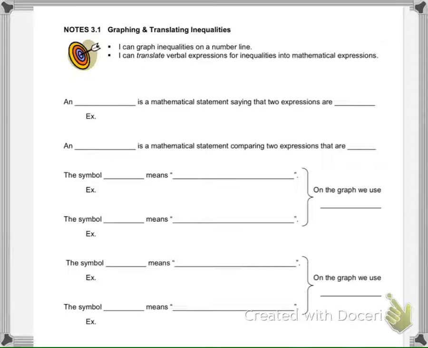Hi everyone, today we're going to be talking about graphing and translating inequalities. Now what we've been doing up until this point is solving and simplifying equations. So if you remember, an equation is anything that is equal to one another. So x is equal to 2. Those are the types of things we've been doing up until this point.